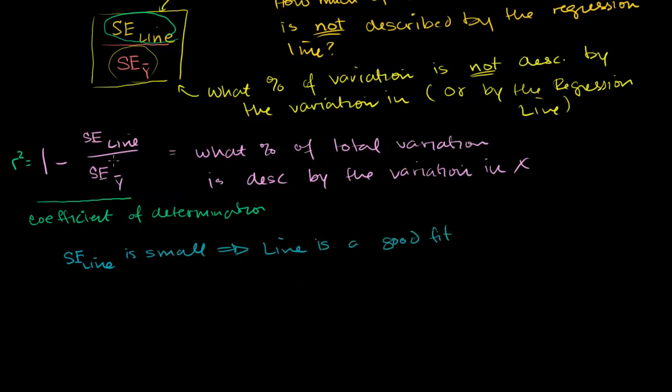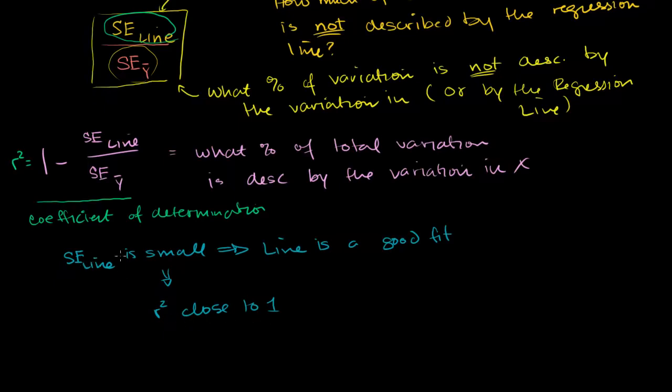Now, what would happen over here? Well, if this number is really small, this is going to be a very small fraction over here. 1 minus a very small fraction is going to be a number close to 1. So then our r squared will be close to 1, which tells us that a lot of the variation in y is described by the variation in x, which makes sense because the line is a good fit.